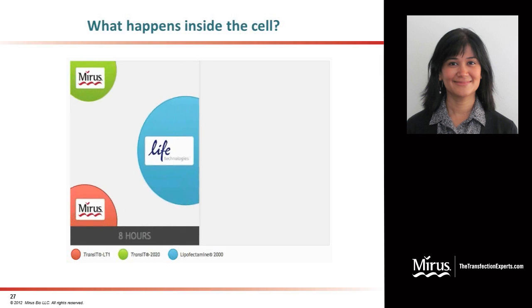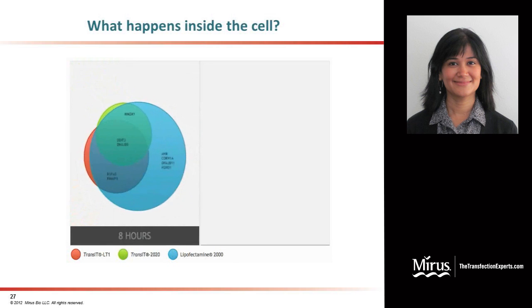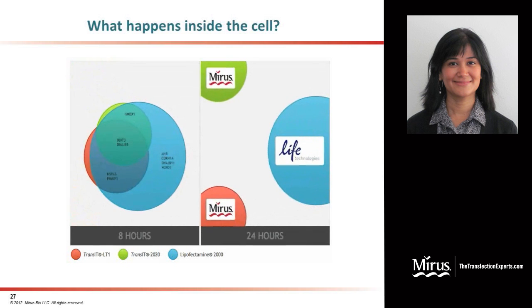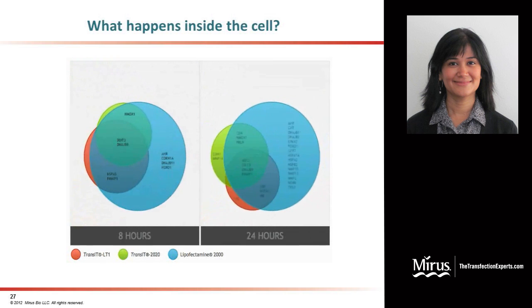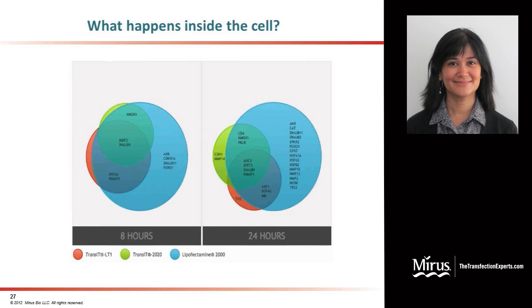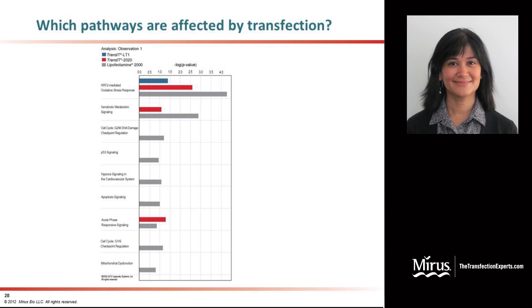You can get a further idea of the magnitude of the gene expression alteration by looking at these results in the form of a Venn diagram. As you can see here, many more genes are upregulated or deregulated with lipofectamine 2000 at either the 8-hour time point or the 24-hour time point. Could these gene expression changes be affecting the pathways that you're studying?